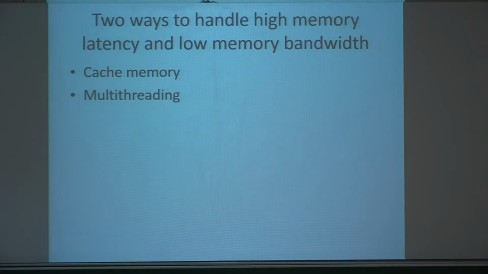So by using multiple threads, you can hide the latency. And this is the main idea behind GPU computing, where you have a large number of cores, but you have an even larger number of threads that have to execute at the same time in order to hide memory latency. So two main ideas. CPUs generally have large caches.